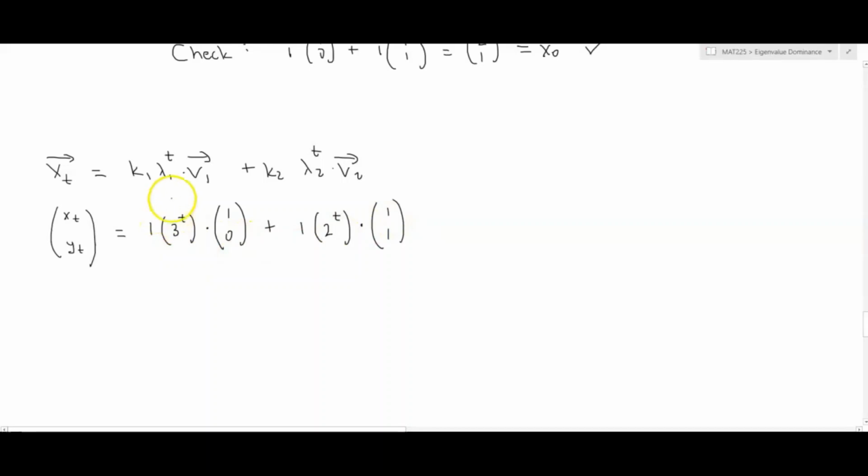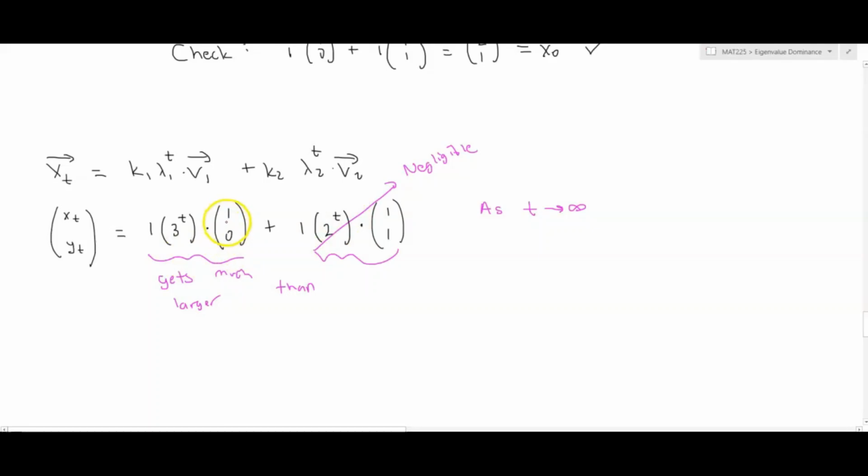So as t approaches infinity, this term here is going to blow up, gets much larger than this term over here. This is only 2 to the t power. So you can see that as t becomes really, really large, this term essentially becomes negligible. Now, I'm not saying that it goes away completely, but if you look at 2 to the 100th versus 3 to the 100th, the order of difference there is much larger.